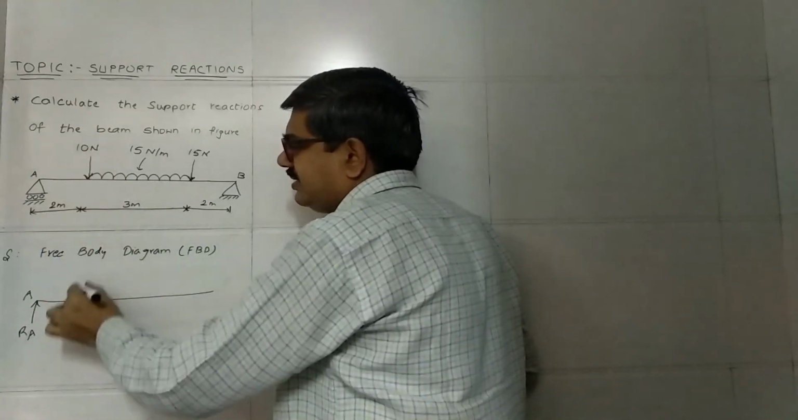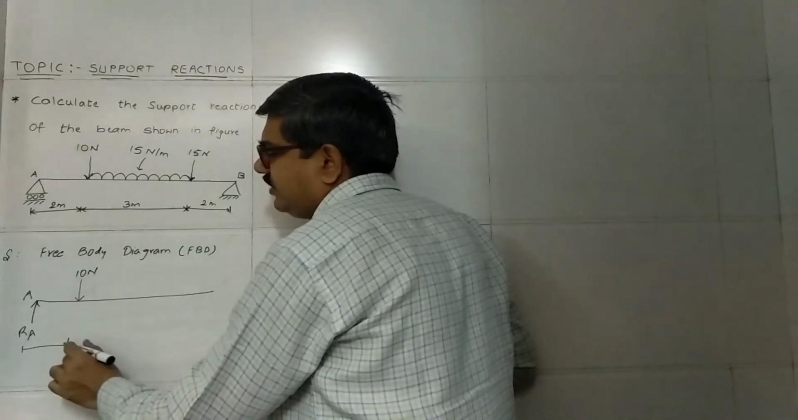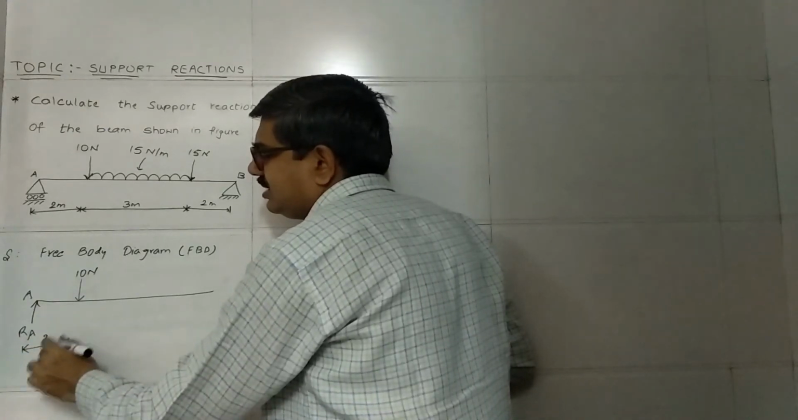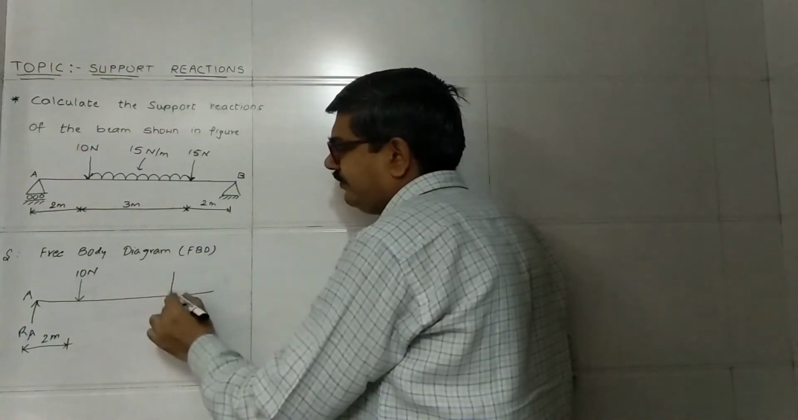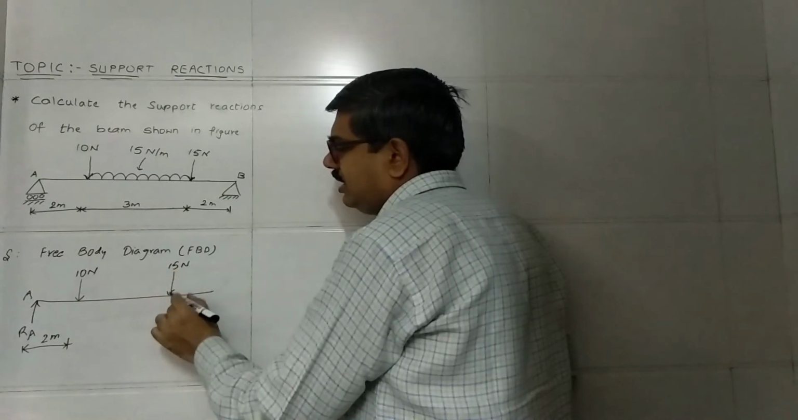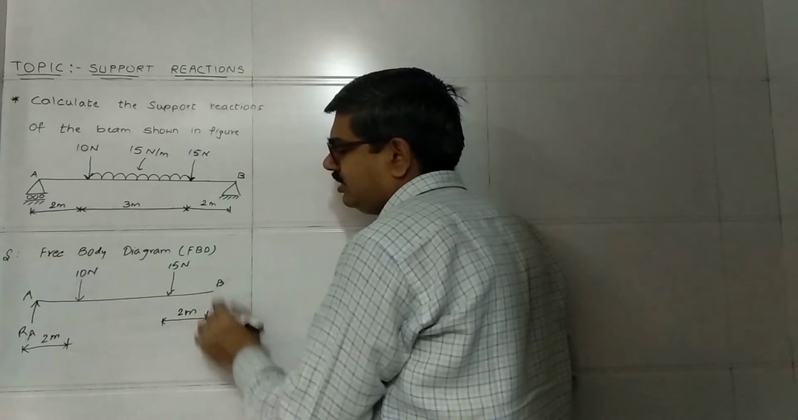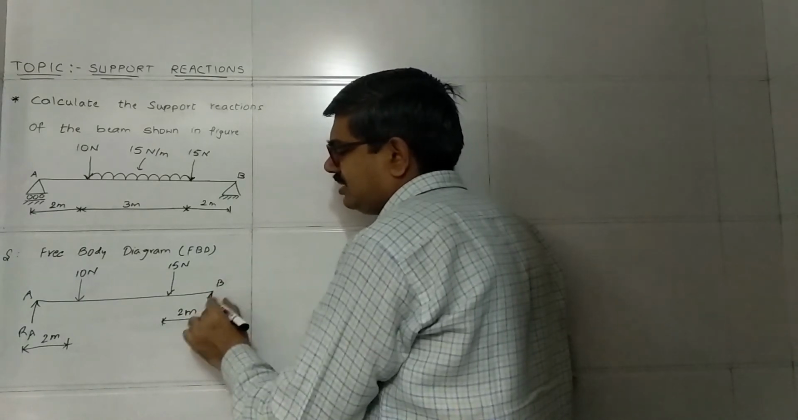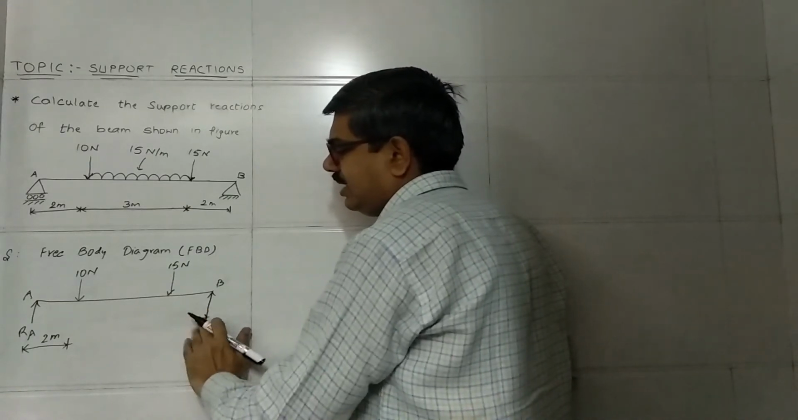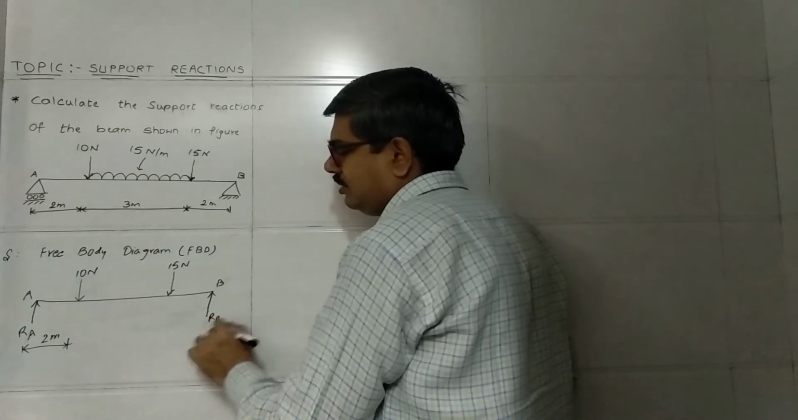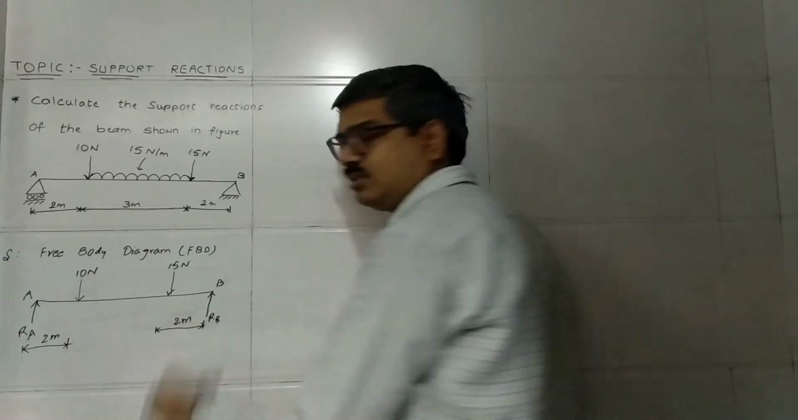Then this 10 Newton point load is acting at a distance of 2 meters from this left hand support, that is A. Again a 15 Newton point load is acting at a distance of 2 meters from the right hand side support, that is B. And at B, since the support is there, again a reaction will act. Let this reaction be RB. And the distance of this 15 Newton load from B is 2 meters.